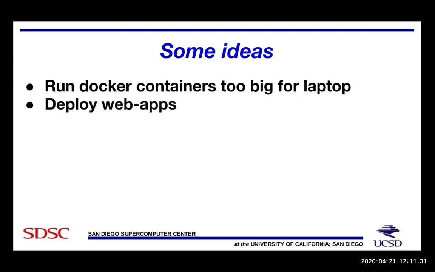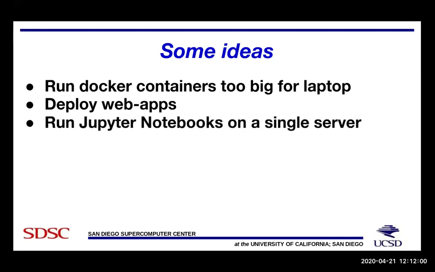Okay. Another thing, of course, is deploying web applications. So if, as part of a project, you are required to have a web application, that could even be a gateway, but even simpler web applications that provide some data visualization or something like that, then you can get a machine through Atmosphere, install a web server, and then deploy your web applications. Or you can run Jupyter notebooks on a single server.